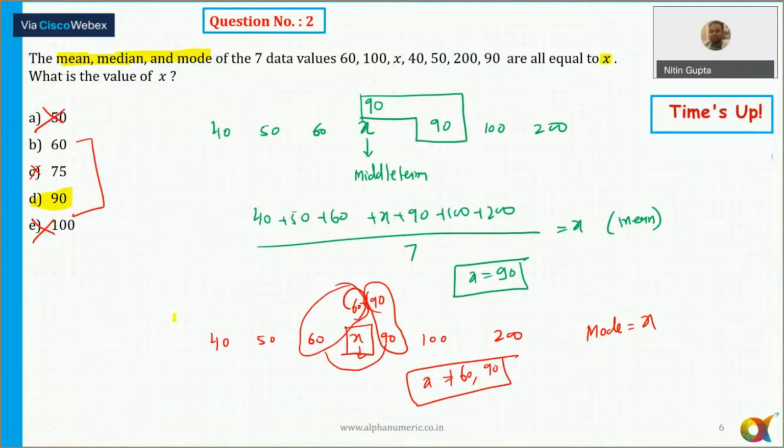Is that clear to all of you? How to eliminate the option choices? Out of 60 and 90, if only one of them was in the options, I could have marked it directly without doing all the calculations. So should we move to the next slide, if this is clear to all of you?